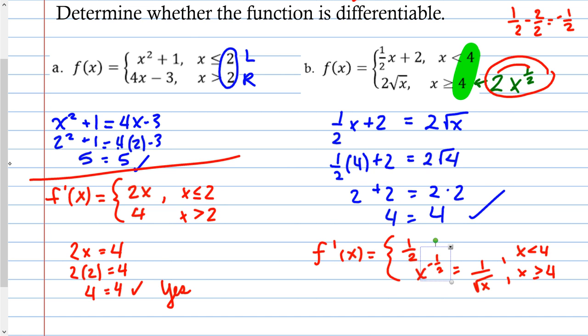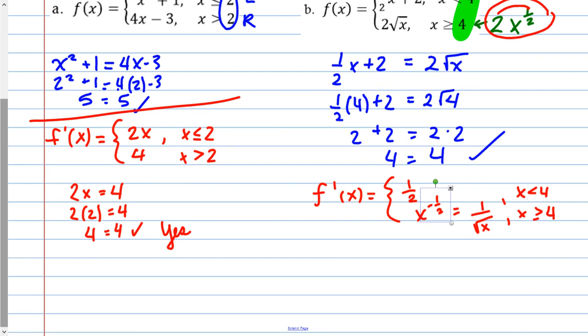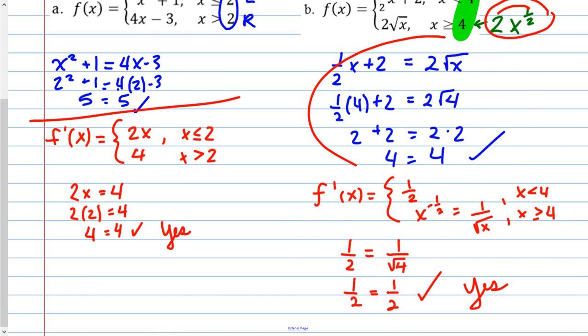Okay, I need to go down a little bit more. All right, so now I just set them equal to each other, and plug in my 4. So I have 1 over the square root of 4. So I have 1/2 equals 1/2. And this is true, so therefore it is differentiable. Again, if this part had not checked out, if this had been like a 9 equals 4, then I would not have to go any further.